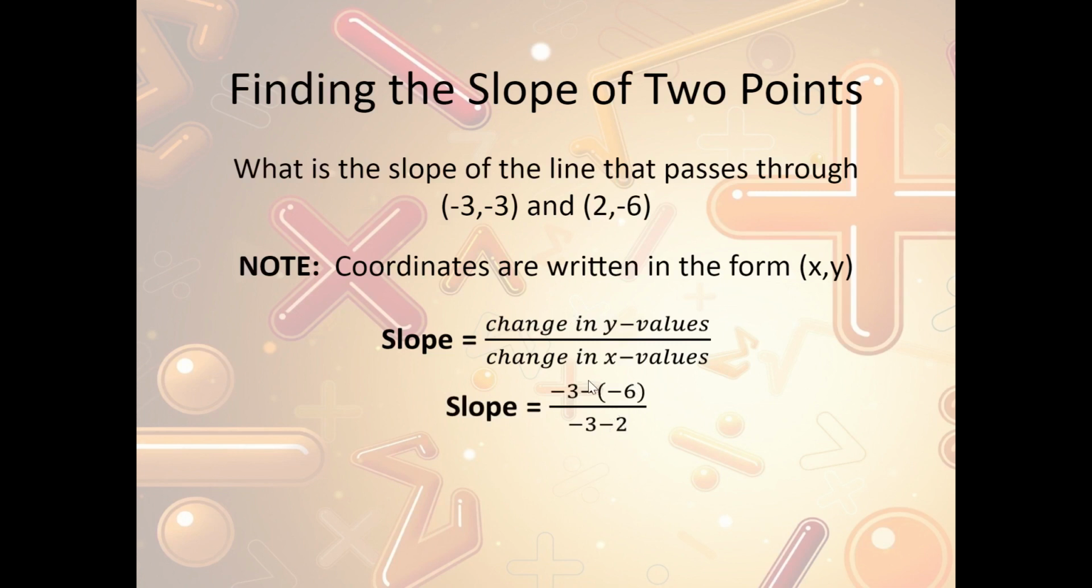So I get -3 minus -6 and -3 minus 2. And when I simplify, this really becomes plus a positive. So -3 plus 6 is 3, and -3 minus 2 is -5. So it's 3 over -5, which is just -3/5.